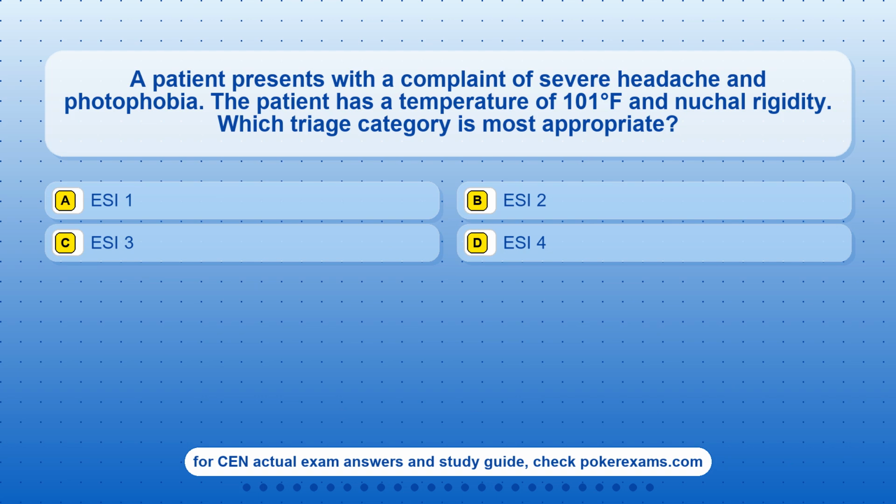Question 13. A patient presents with a complaint of severe headache and photophobia. The patient has a temperature of 101 degrees Fahrenheit and nuchal rigidity. Which triage category is most appropriate? Option A, ESI 1. Option B, ESI 2. Option C, ESI 3. Option D, ESI 4.